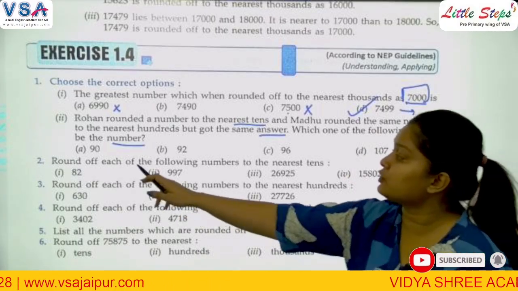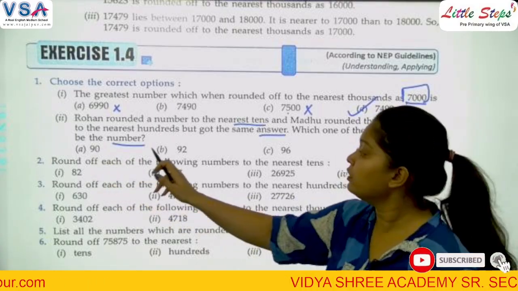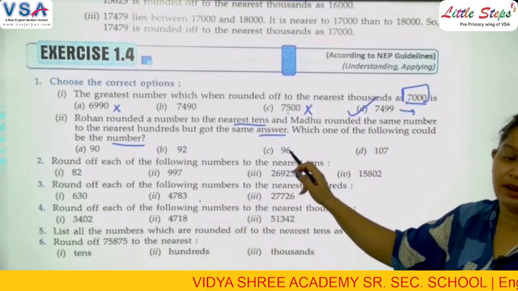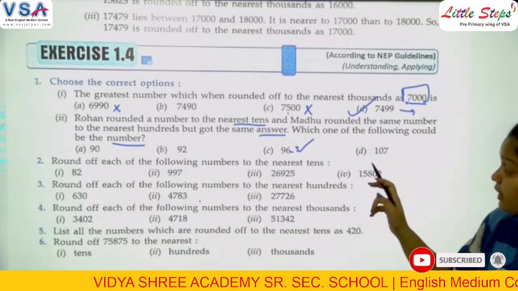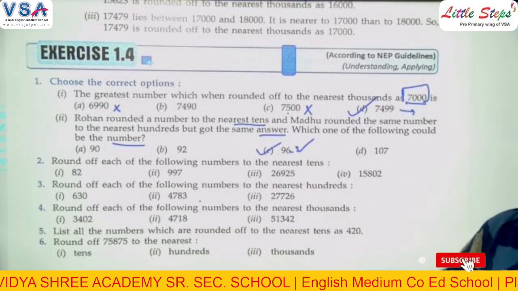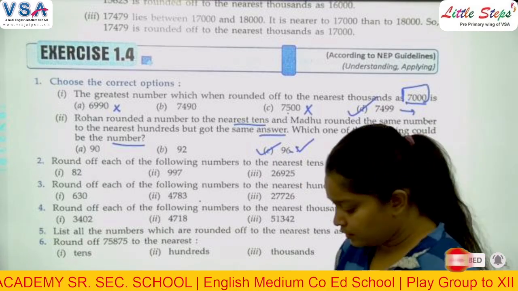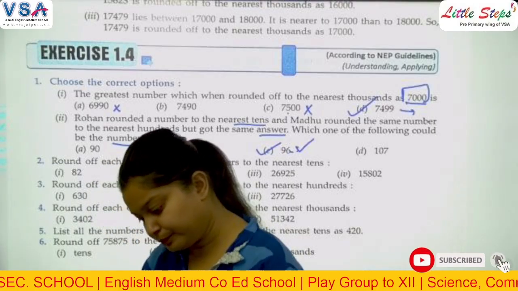Is this nearest to 100? No. Is this nearest to 100? Of course it can be. Is this nearest to 100, or is it nearest to 110? So the answer is 96. Option C is the correct one. Of course, we need to write down the answer directly. Option C is the correct answer.